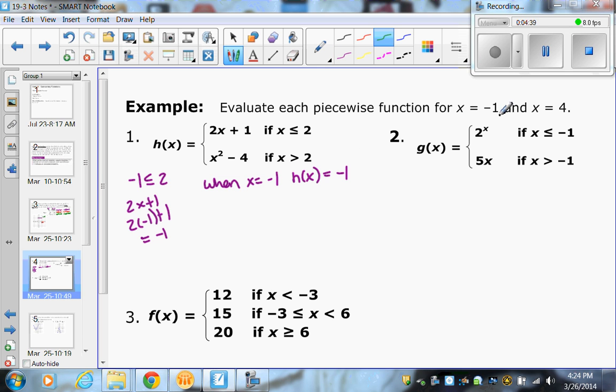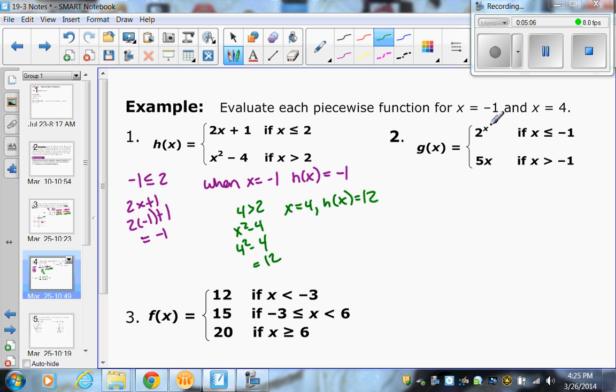Then for x equals 4, 4 is not less than or equal to 2, so I can't use that function. 4 is greater than 2, so I'm going to plug it into x squared minus 4. That's 4 squared minus 4, which is 16 minus 4, which is 12. So when x equals 4, h of x equals 12.